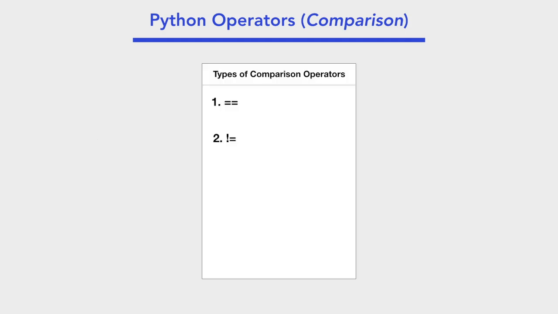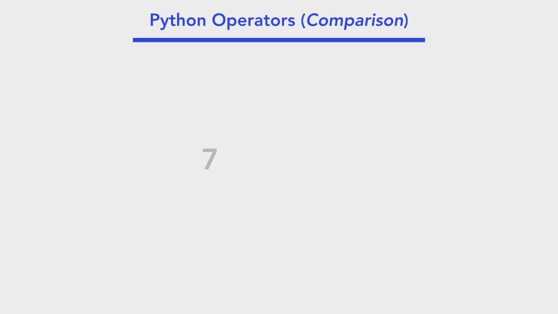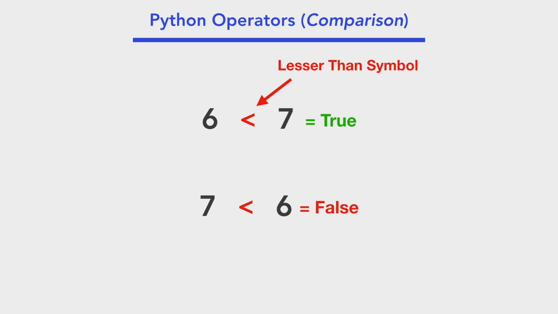The next one we'll look at is the greater than and less than symbol. The greater than symbol means if the first number is greater than the second number, then it will state true. If it isn't, then it will state false. The less than symbol is the exact opposite and will state true if the first number is less than the second number and false if the first number is greater than the second number.